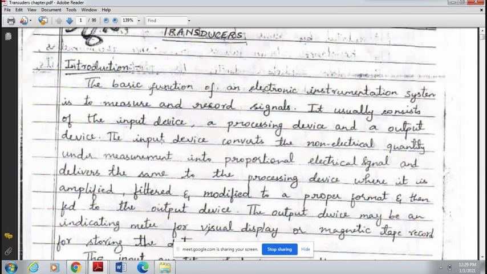Okay, any other answers? There are different types of transducers. What are the different types of transducers? Where all can you use these transducers? Where all have you seen transducer applications? Ma'am, loudspeakers. Okay, good. What type of transducer is there? Microphones.